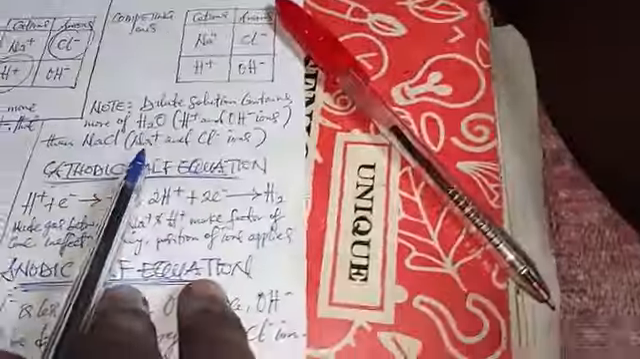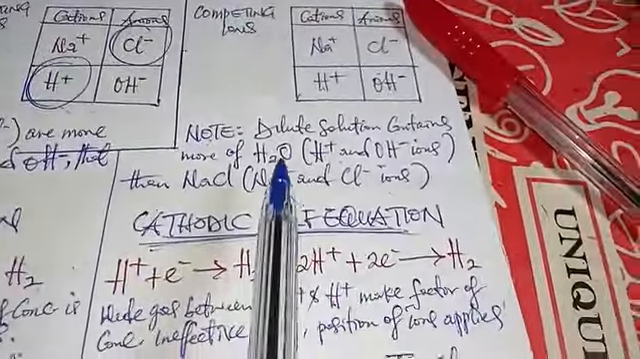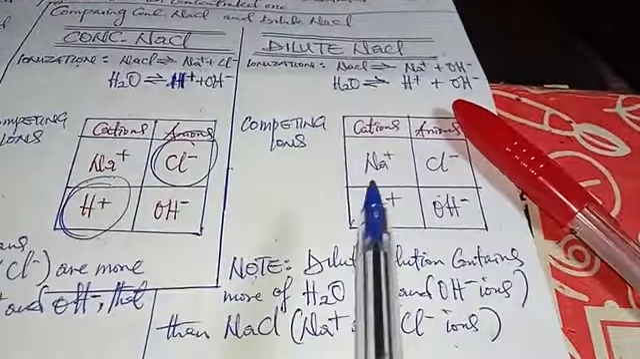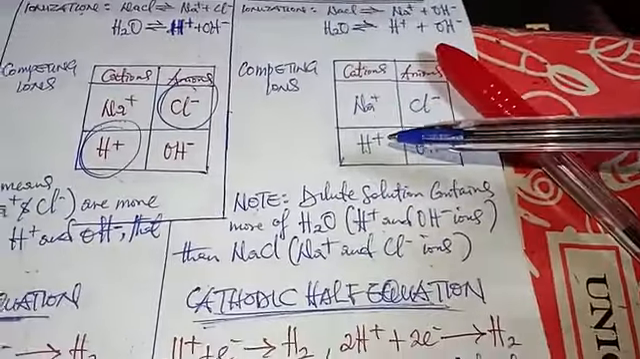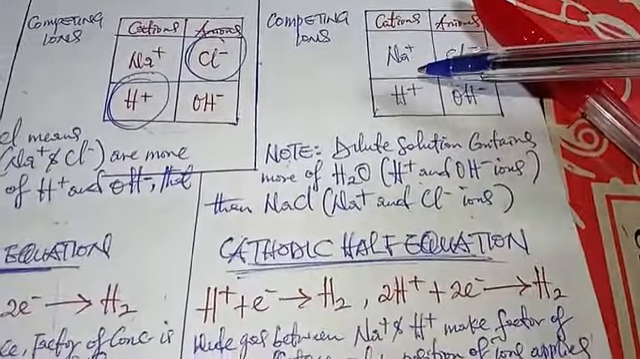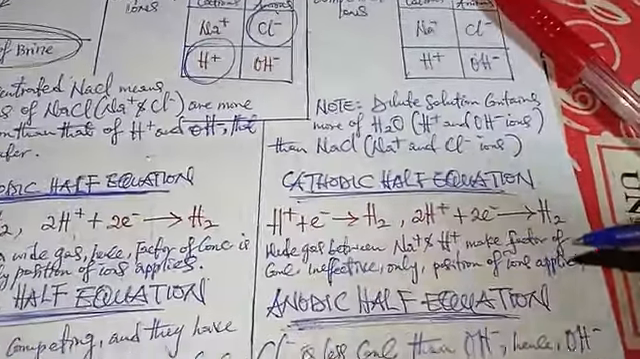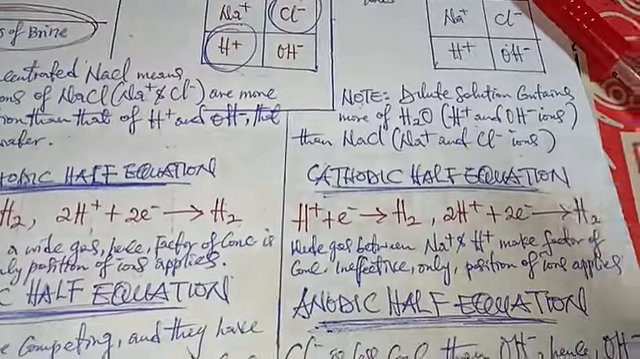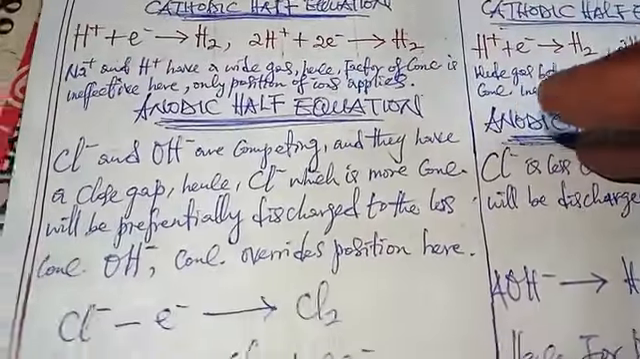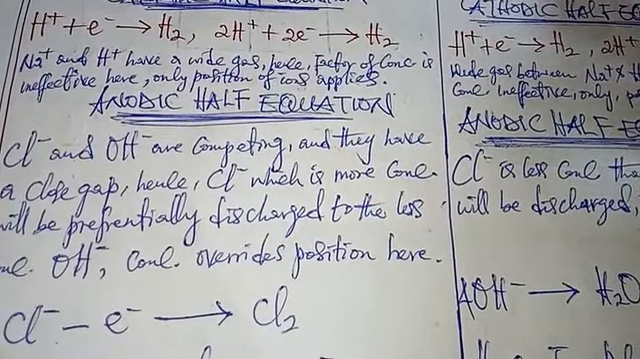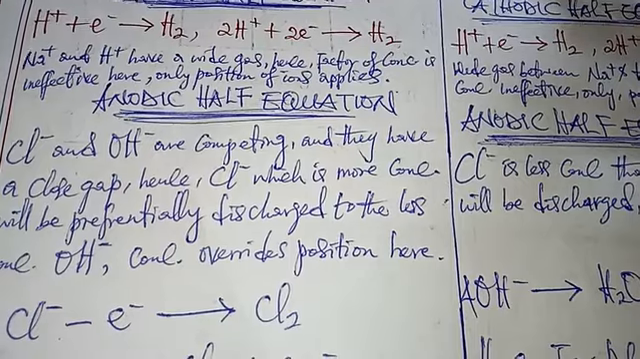The same thing applies to dilute sodium chloride. Since the gap between the competing ions are wide, concentration will not influence it. So both this and this, hydrogen gas will be produced at the cathode. Now move to the anode. At the anode, chloride ion is competing with hydroxide ion.